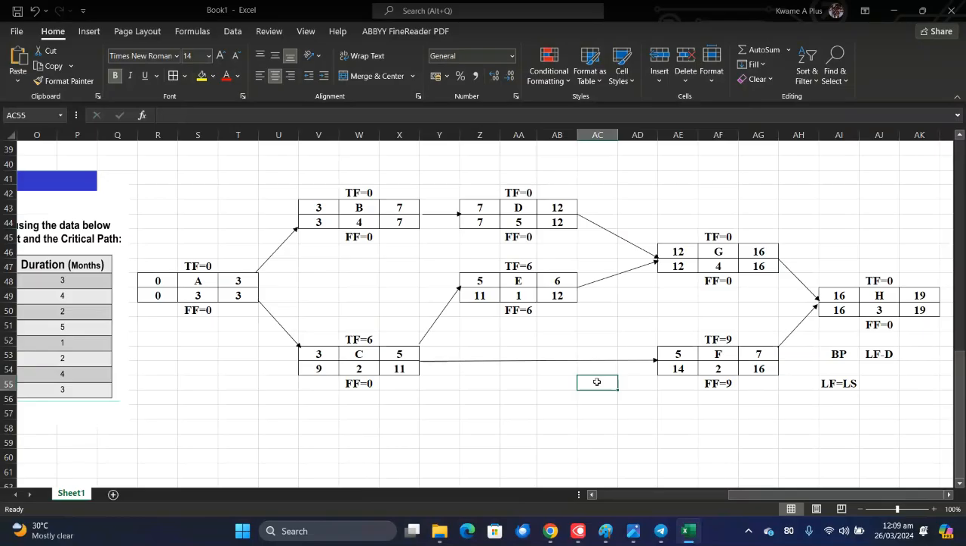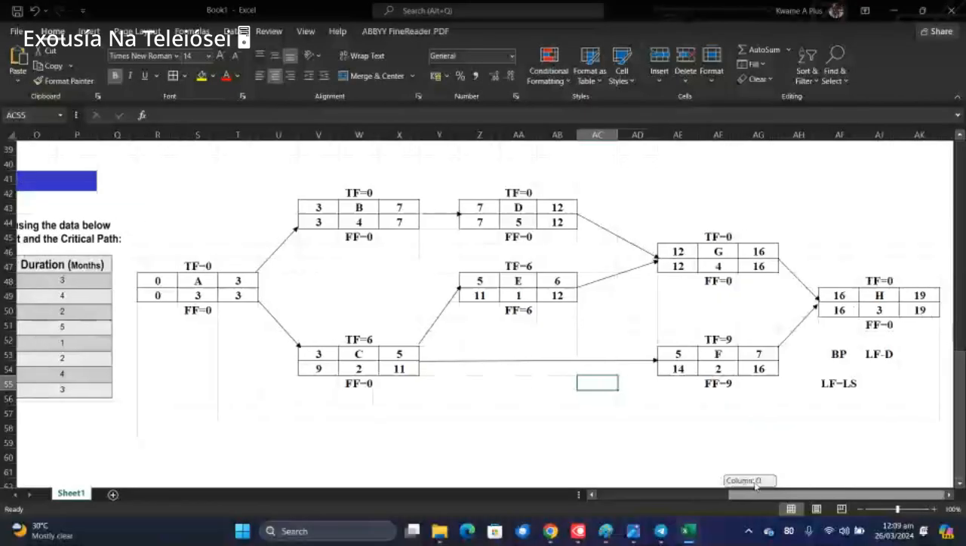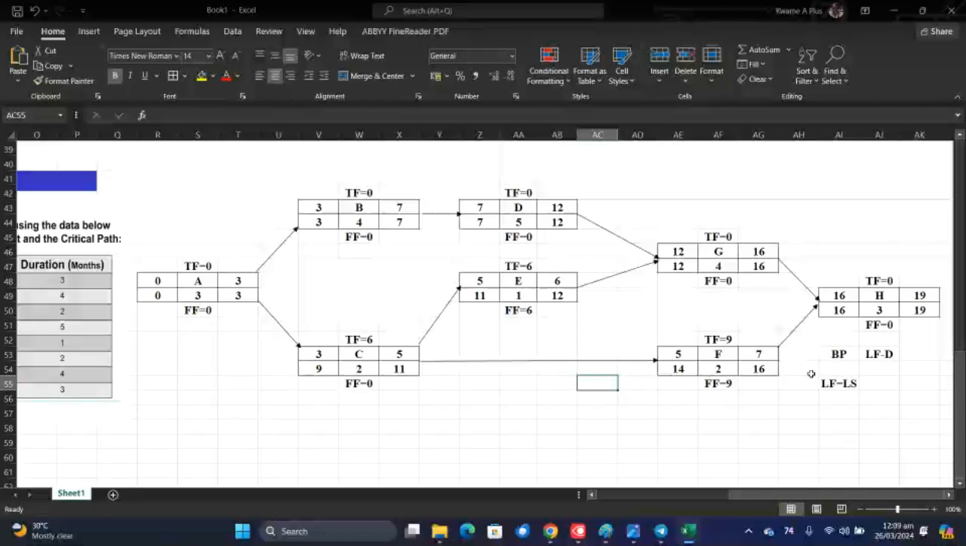The next one says you should find the critical path. I think right now you can talk about the critical path. So look at the critical path. Who can tell me, without calculating anything, the critical path?